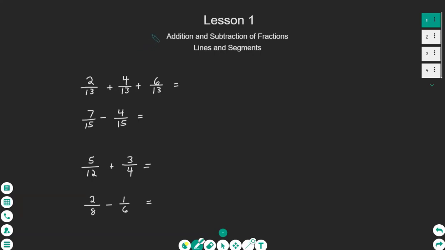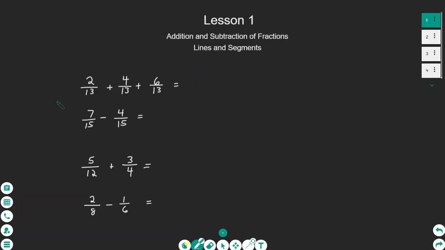So today we're going to be talking about two different things. The first thing is going to be addition and subtraction of fractions. This should really be a review. And then we have lines and segments. And this is likely a review as well. So it should be a pretty easy day today. We're just getting our feet wet and making sure that we understand some of the basics.